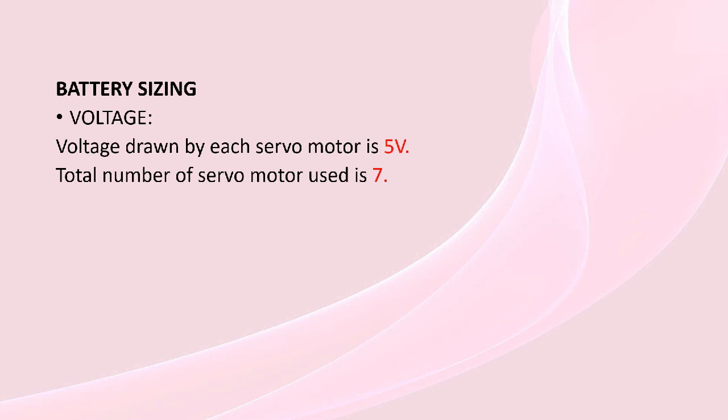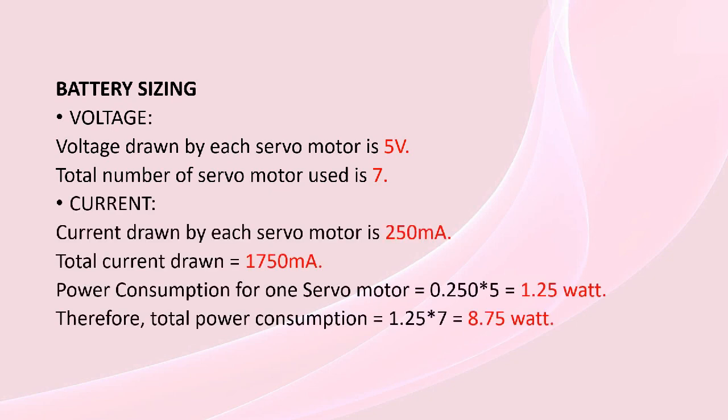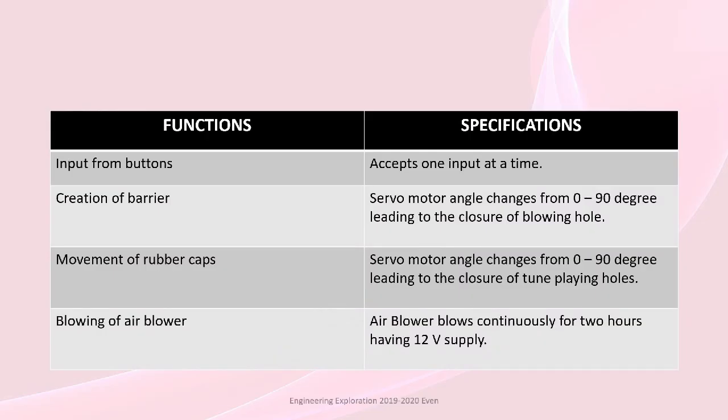Battery sizing. Voltage drawn by each servo motor is 5 volts and the number of servo motors used is 7. The current drawn by each servo motor is 250 mA, hence the total current drawn will be 1750 mA. Therefore, total power consumption will be equal to 8.75 watt.